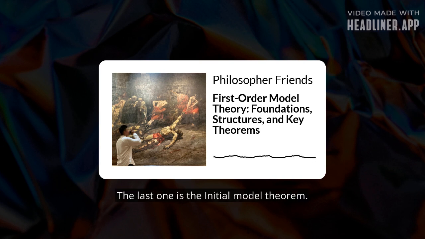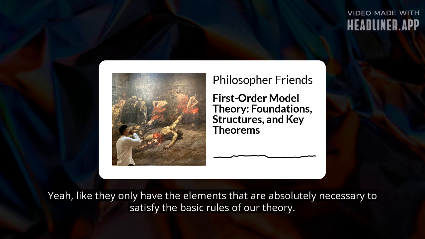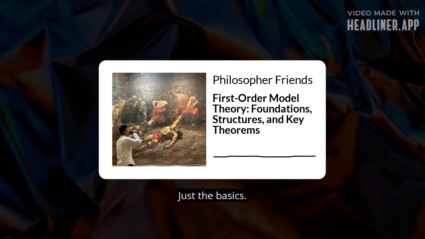The last one is the initial model theorem. This one's all about building structures that are minimal in a certain sense. Minimal. Yeah, like they only have the elements that are absolutely necessary to satisfy the basic rules of our theory. No extras. So, kind of like building a house with only the essential rooms. No fancy guest rooms or home theaters, just the basics.